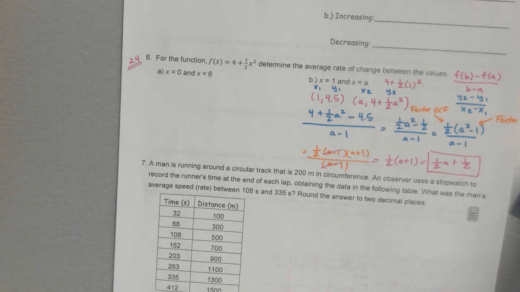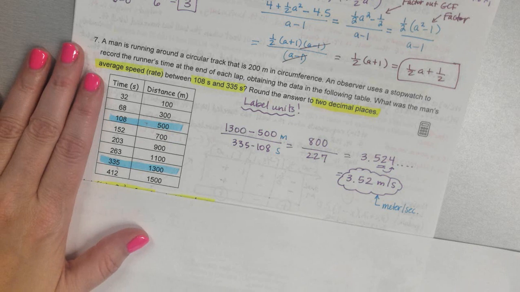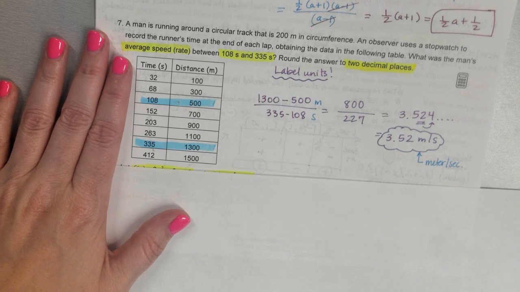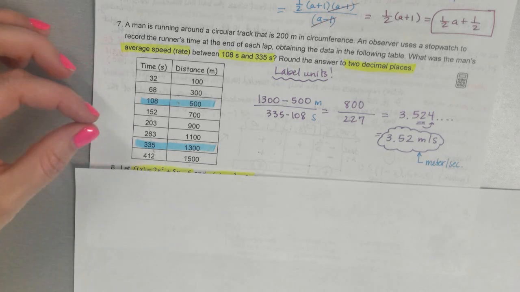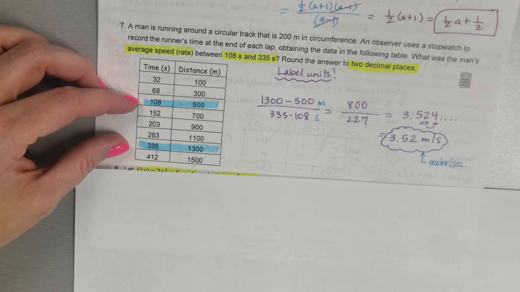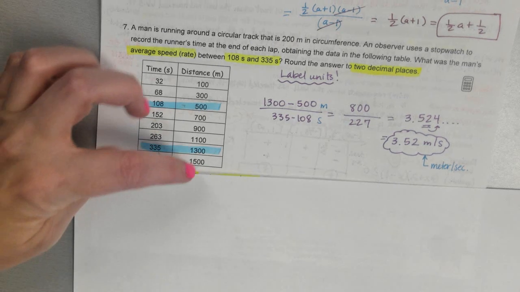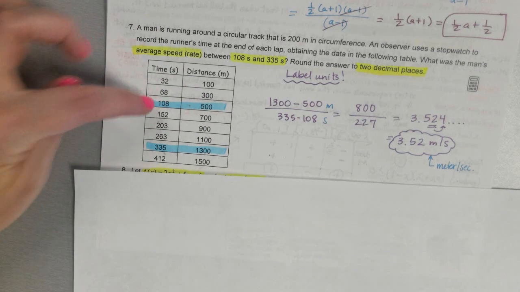All right, 7, the next one is on the calculator portion, and so that one will be on Fridays. So the one thing you have to remember is that you're going to label your units. If it says what was the man's average speed, which is the rate, between 108 seconds and 335 seconds, I just highlighted the two rows that we're going to use, and you use your slope formula. This is your y2, your y1, so you do y2 minus y1 over x2 minus x1.